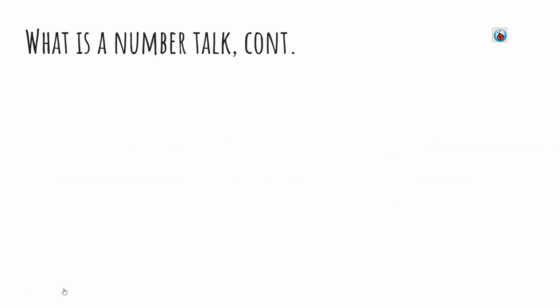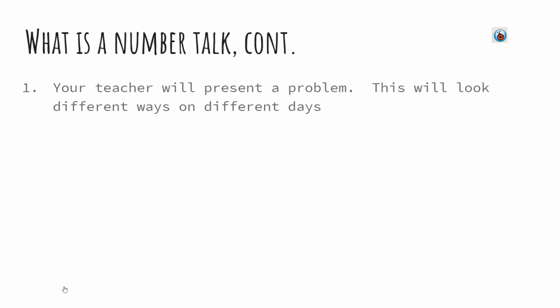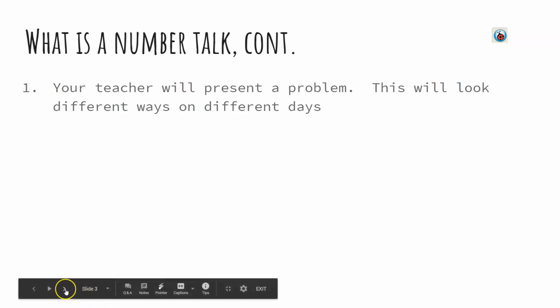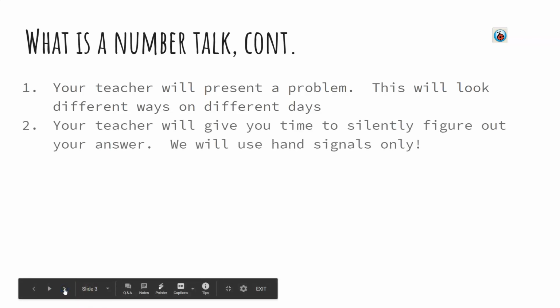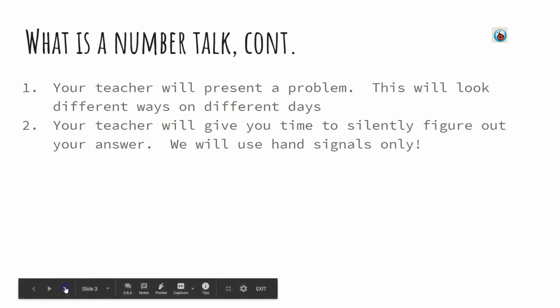Okay, so during a number talk, your teacher will present a problem. Now, this might look different on different days, okay? There could be different kinds of problems that you'll see. Your teacher will give you some time to silently figure out your answer. So you're just going to figure this out, usually in your head. You're not going to be using pencil and paper to figure this out, okay? We cannot talk during this time. We will only use hand signals. And if you remember, I gave you a few weird clues in that intro video. This is what those were about.